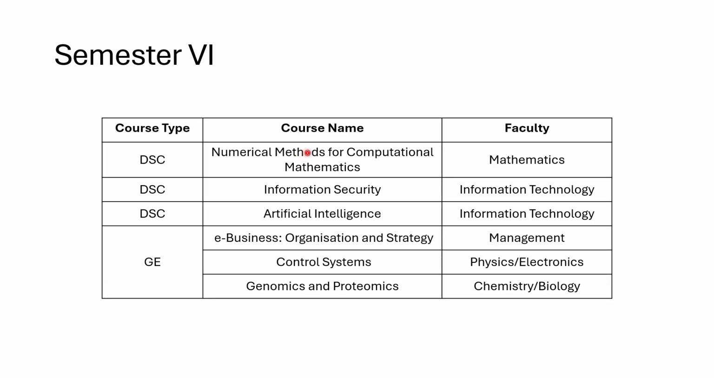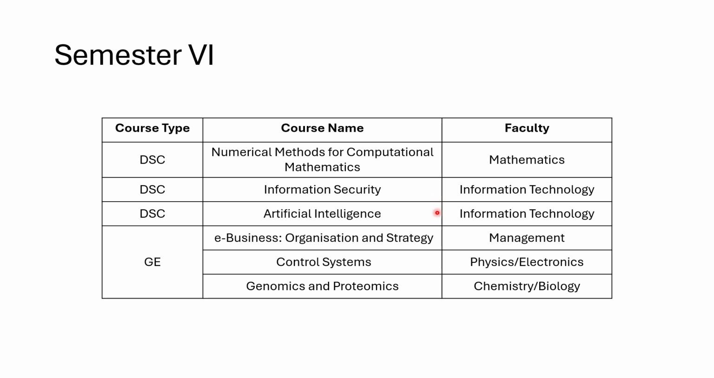We are in semester 6 now. Let's talk about the DSCs first. For mathematics, you have numerical methods for computational mathematics. By the way, this is part 2 of differential equations, ordinary differential equations. You'll find this and that in the same book if you open it. Now from IT you have two papers, information security and artificial intelligence.